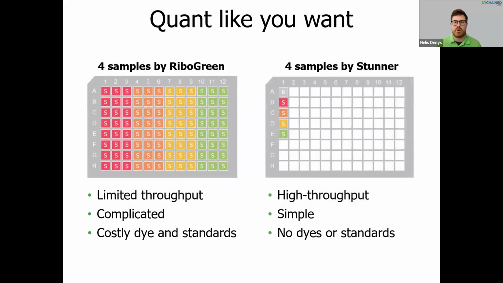Using RiboGreen to quantify your RNA means you'll need to lyse your particles, use 2 standard curves with costly standards. And basically to measure 4 samples, you'll end up measuring 96 samples if you include all the standards and the controls you need. While doing 4 samples on Stunner is simple, dye, and standard free, and you don't even need to break down. You'll get your RNA concentration and size for those 4 samples in about 4 minutes.